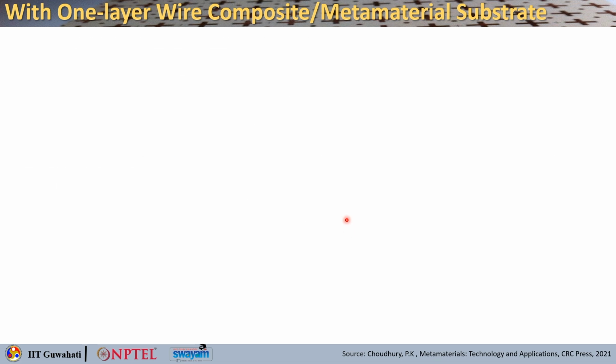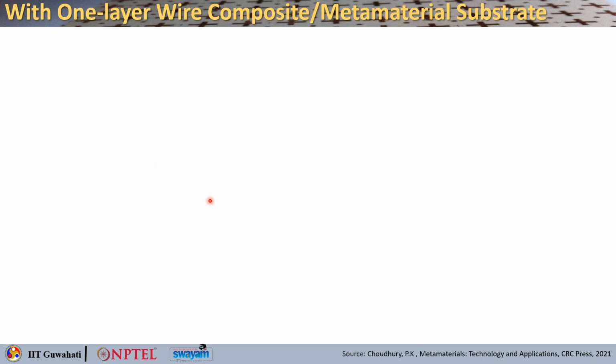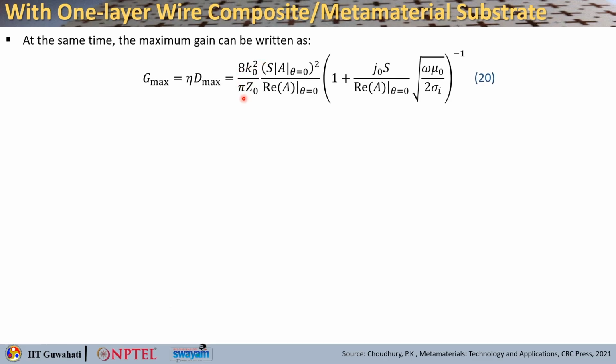So, from that you can find what is the maximum directive gain, okay. You can also find out the maximum gain, which can be written as G max, which is nothing but the efficiency of the antenna times the maximum directivity. So, that turns out to be 8 k naught square divided by pi z naught, and then you have modulus of A calculated at theta equals 0 whole square of that divided by real of A theta equals 0.